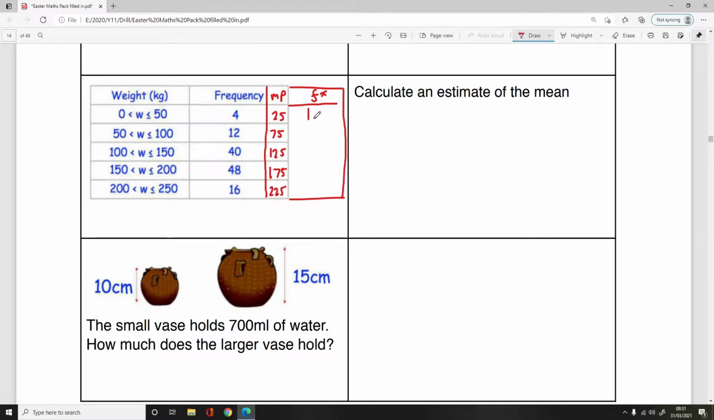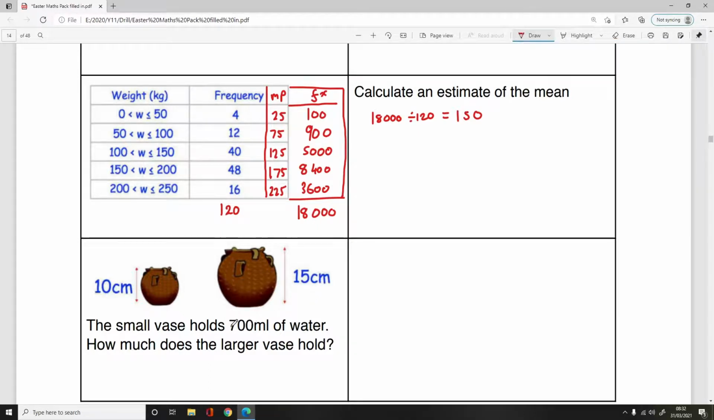And then fx is obviously those things multiplied together. So we work all of them out. We want to find the total of the fx column and the total of the frequency column, and then to estimate our mean, we just divide one by the other. Average 150. Look at the values and think, is that roughly in the middle here? Well, the values start at 0 and end at 250, so yeah, somewhere in the middle of that. If you got something like 300, you know you've gone wrong.